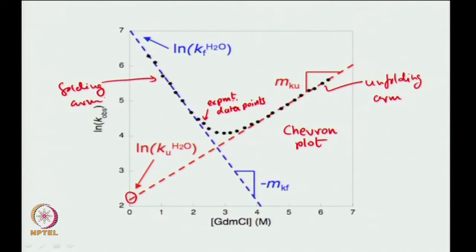One is the high concentration of denaturant, which corresponds to what? Ku. The low concentration of denaturant, where the protein would essentially be folded, is called what? Kf, because that is your folding arm.